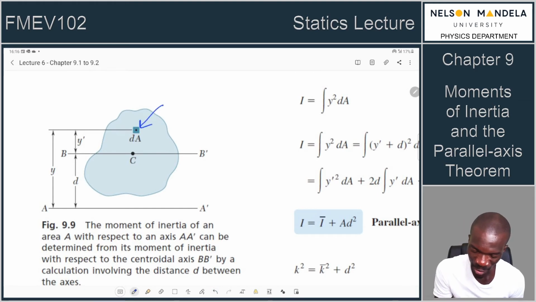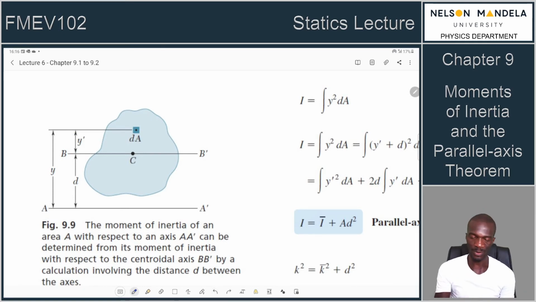Then the area element that you choose is at some other distance y prime from the centroid, so that the absolute position of the area element is y. Now, if you want to find the moment of inertia of this body about the A prime axis, remember we are no longer talking x and y. This is real life now. This body is somewhere and we just want to use what we know, which are these parameters.